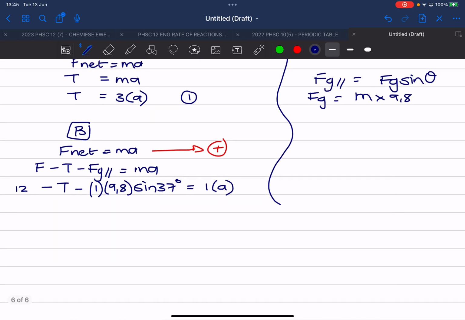Alright, now I'm going to calculate this and rearrange it. So I'm going to have 12 minus... Het jy dit ingetik?